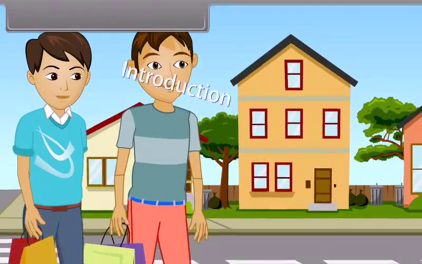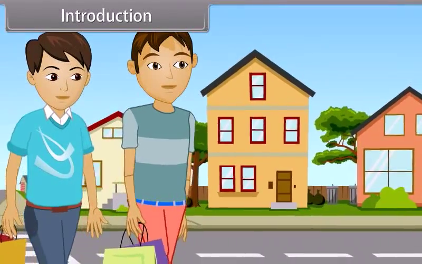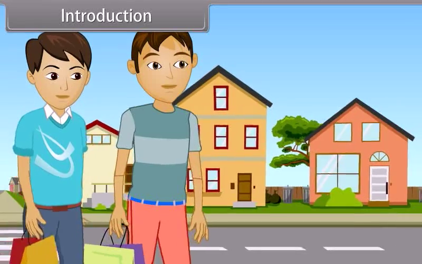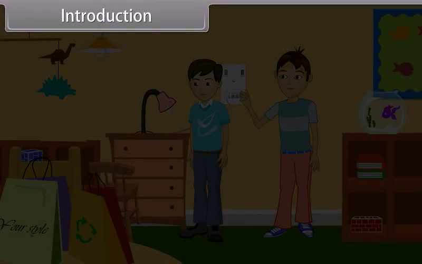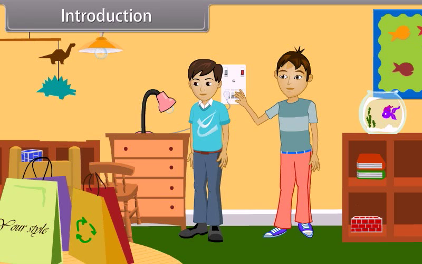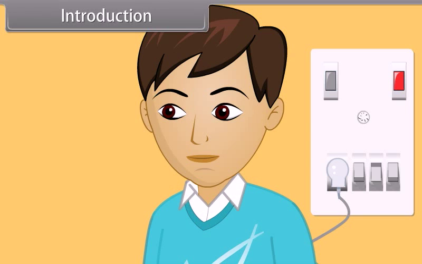Introduction. It's evening. Dev and Mohan returned home after shopping. Mohan switches on the fan and bulb. As he saw that 2 bulbs are on, he switches off 1 bulb. Dev was watching this carefully and thinking of something.